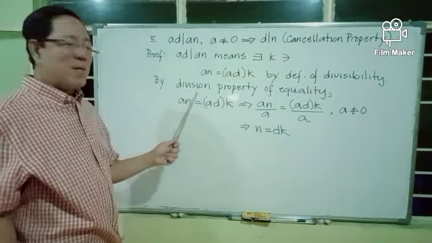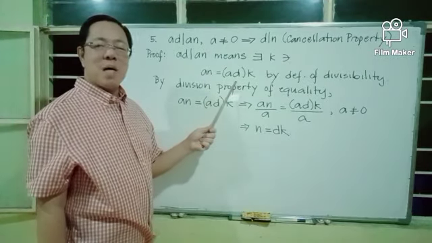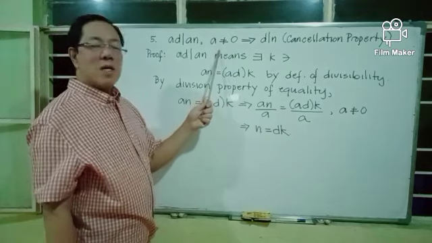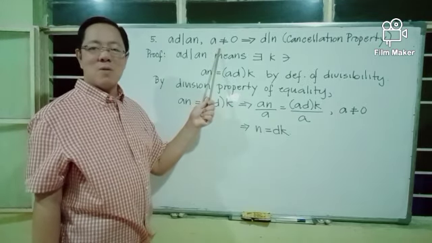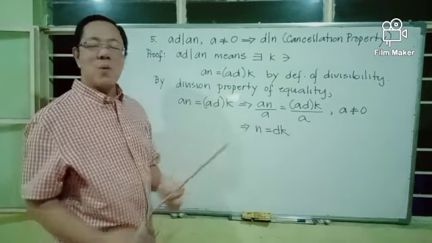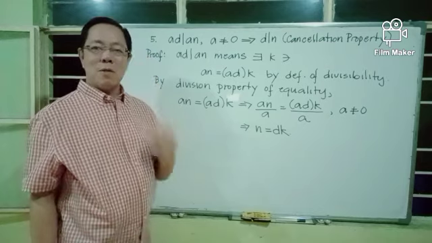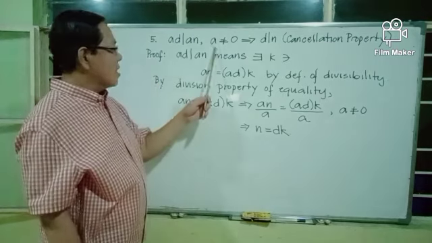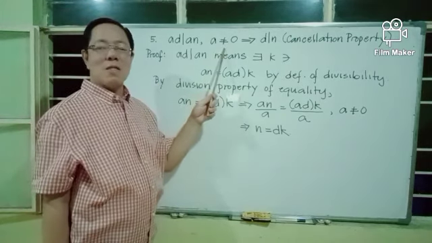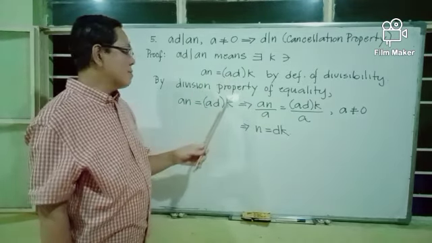By division property of equality, we divide both sides of this equation by a. And we can do that because a is not equal to 0. If a is 0, we cannot divide both sides of this equation by 0 because division by 0 is not defined. But here a is not equal to 0, that is given. So we can divide both sides of this equation by a.